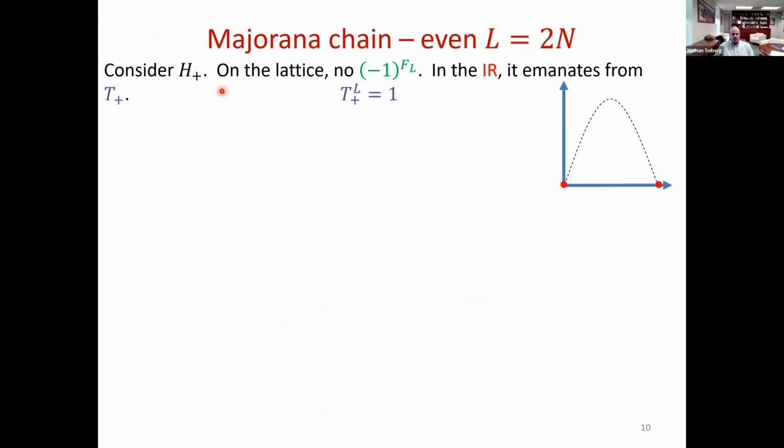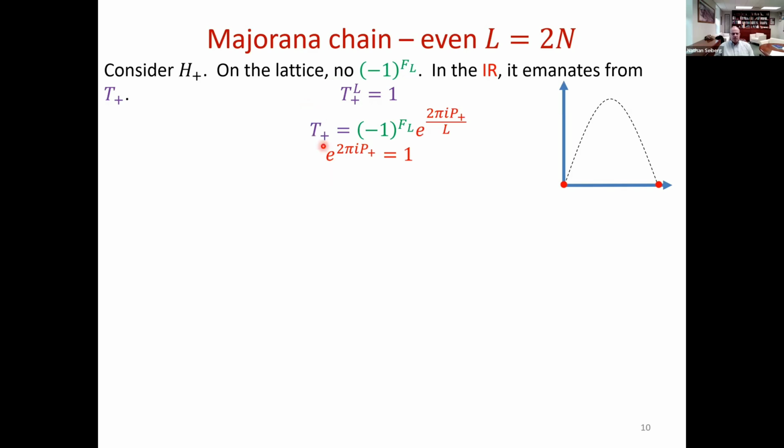Let's start with H plus. On the lattice, there is no minus 1 to the f left. In the IR, it emanates from T plus. So what's the algebra? The algebra is T plus to the L is 1. That's the algebra on the lattice. This is the dispersion relation. And we claim that the way to translate the UV to the IR is the following.